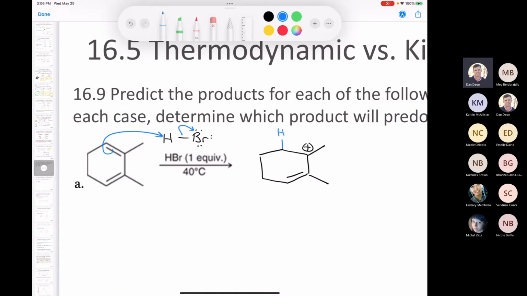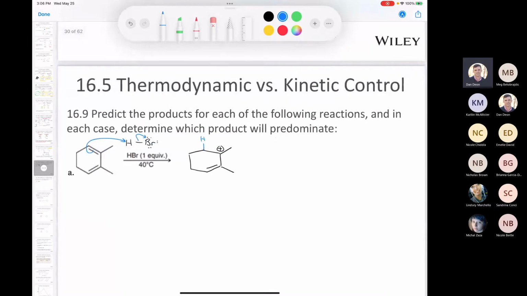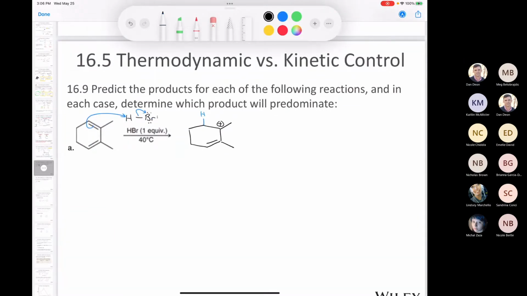Well, since we have an allylic carbocation, we can draw a resonance structure. Another resonance structure, I should say. So what's that going to look like? We're going to move this pi bond over here, and we end up with another allylic carbocation, which is going to look like this. Okay, so these are my two allylic carbocations. And now my nucleophile could attack either one of those carbocations. So I'm just going to delete the resonance arrow, and I'm going to draw an arrow going down.